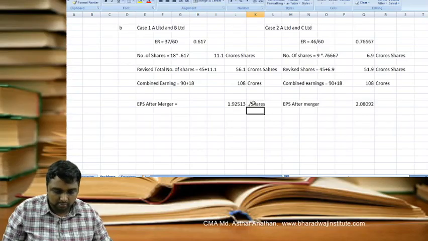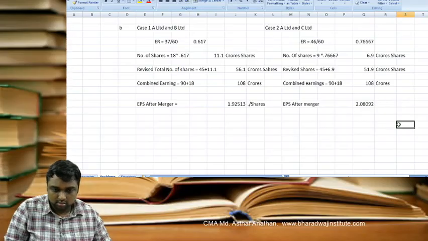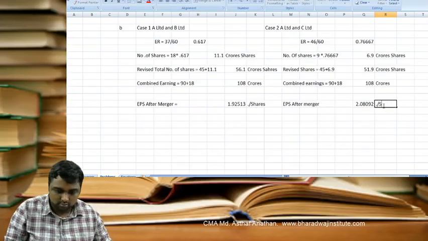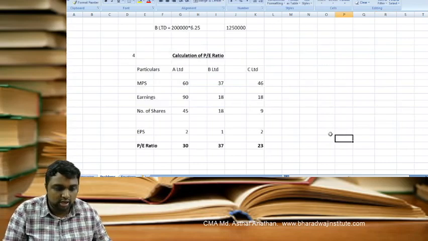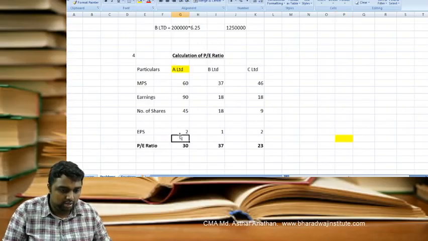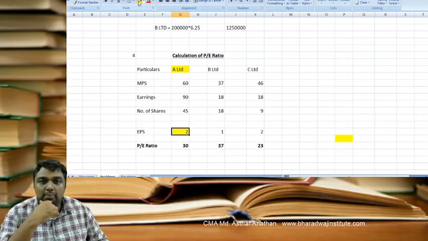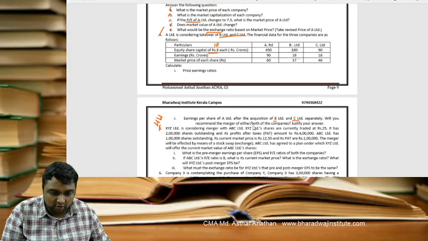See, per share. Now you tell me, what is the impact? See, if you look here, before the merger, for A Limited, EPS was 2. If you look here, merger of either both the company or justify your answer.